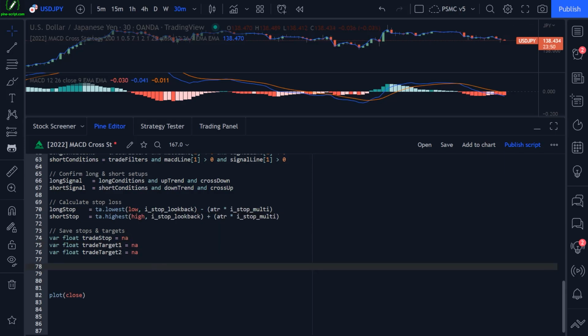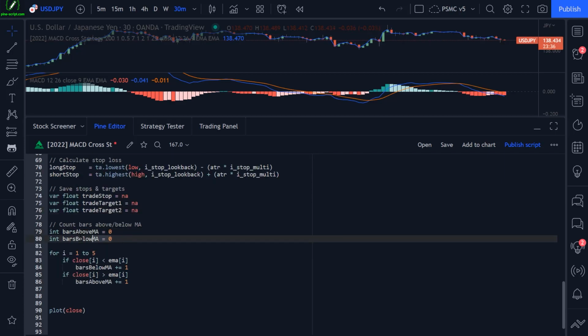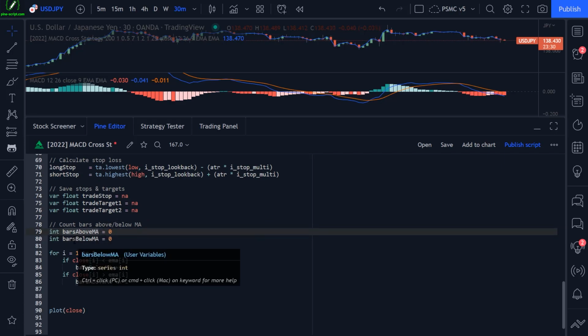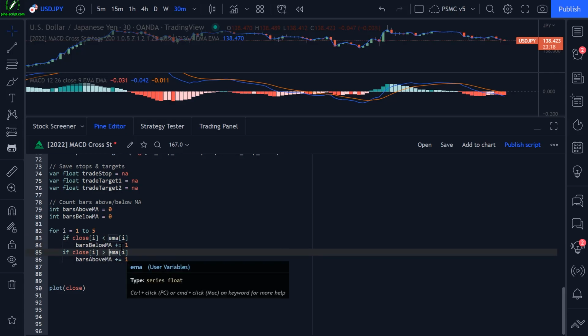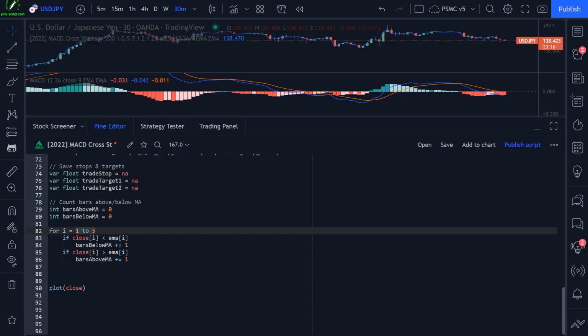Right, so now that we have that, there's one more filter we need to get in our script, and that is our EMA filter, the how many bars close above or below the moving average. So here I'm declaring 2 integer values or whole number values, bars above MA and bars below MA. And then we loop over the past 5 bars and we add up how many bars closed below and how many bars closed above the EMA value over those past 5 bars.